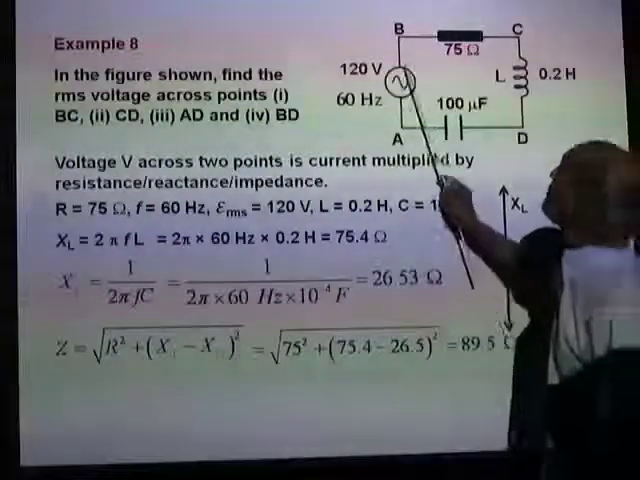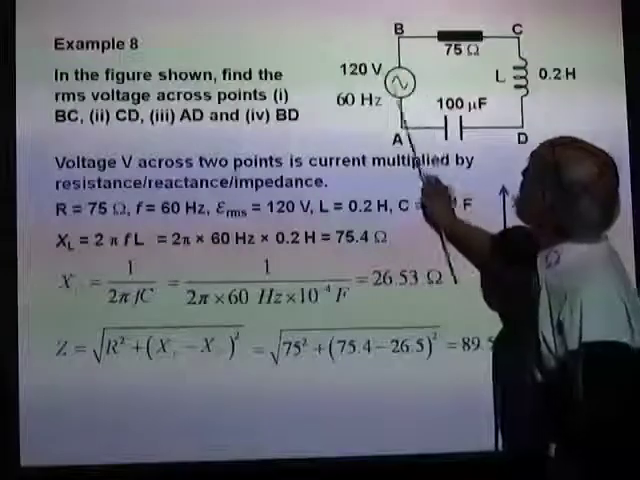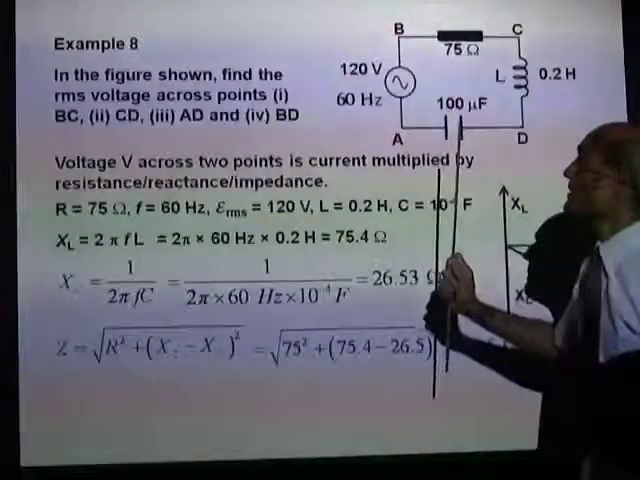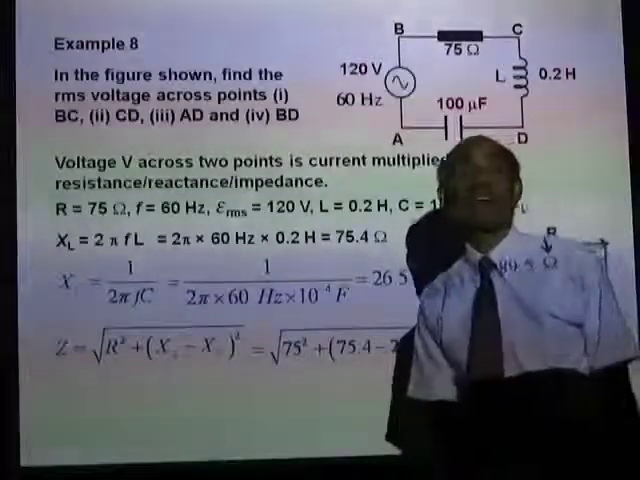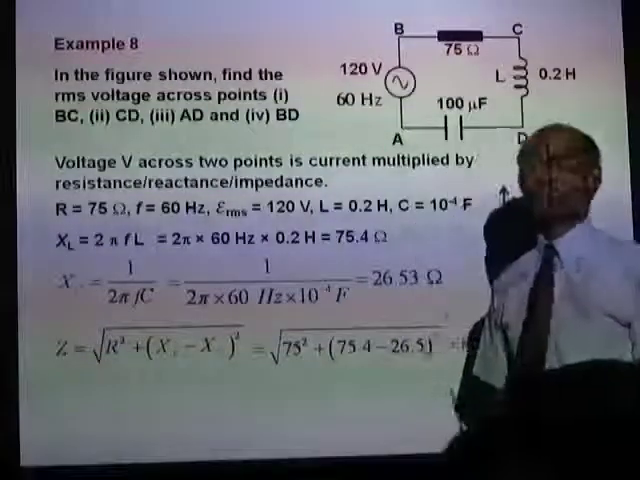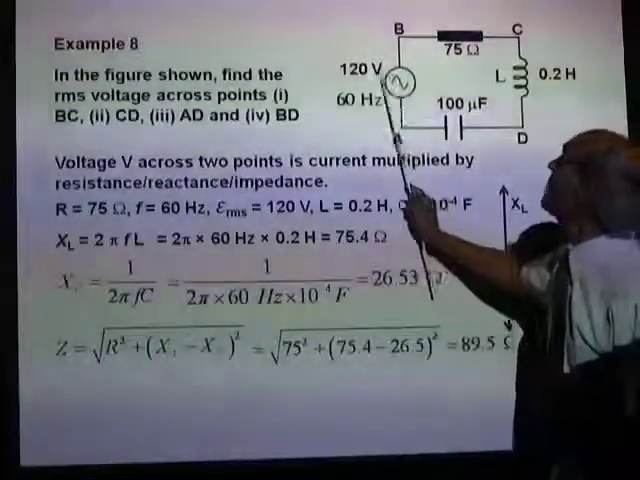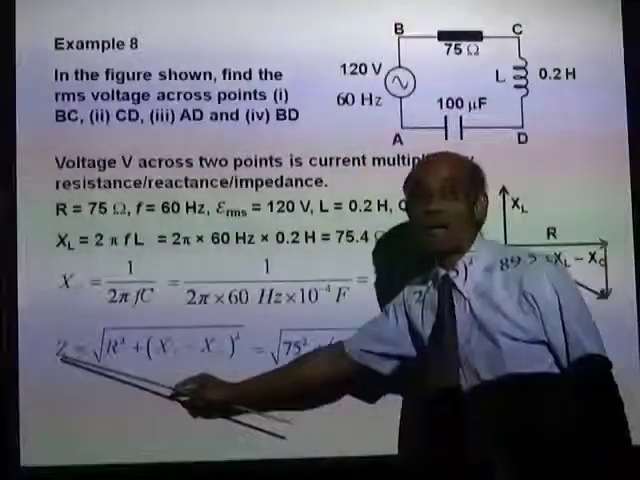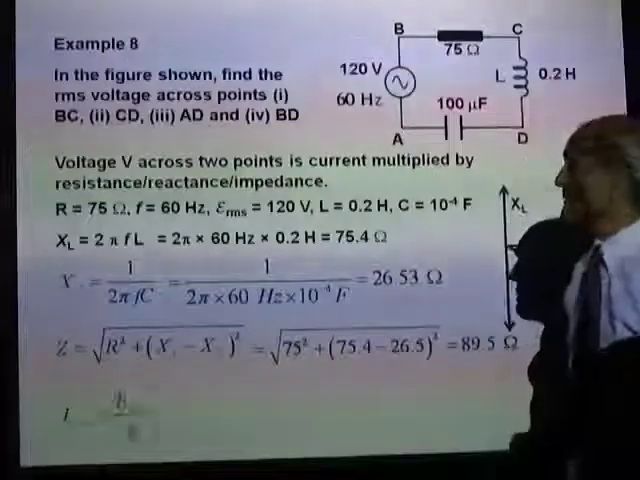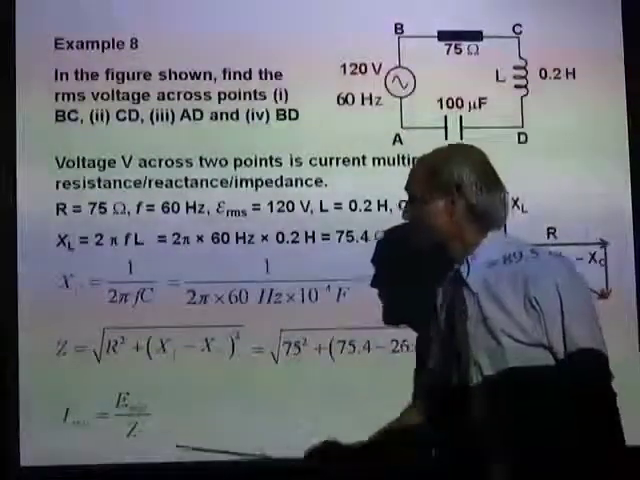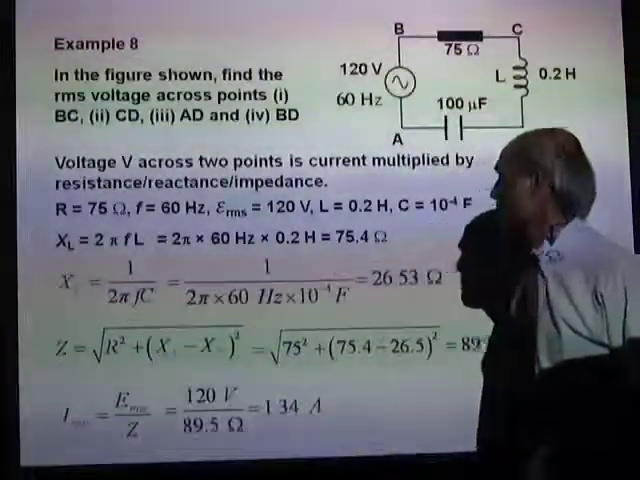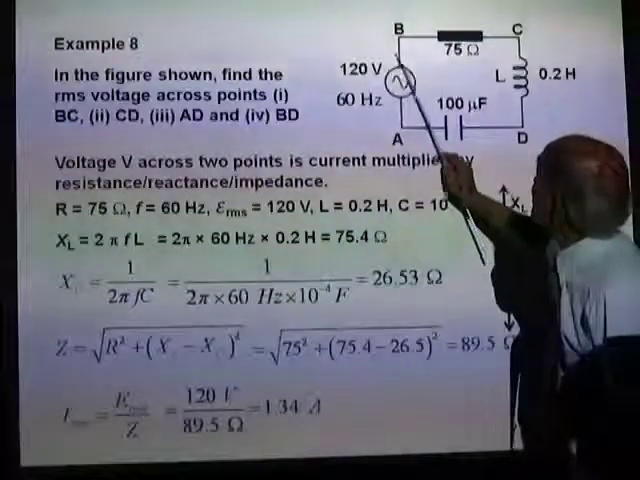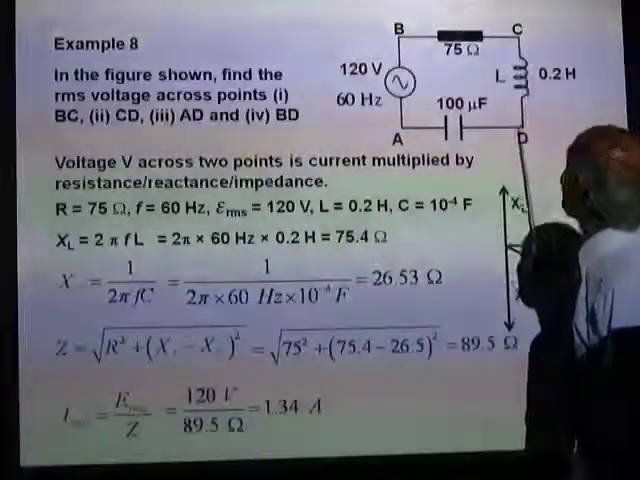Okay, we've got the RMS value of the voltage, and we have the total impedance of the circuit. Therefore, we can calculate the RMS value of the current. What is IRMS equal to? IRMS is ERMS divided by the total impedance. So ERMS divided by Z, that will be 1.34 amperes. We now know the total current in the circuit.